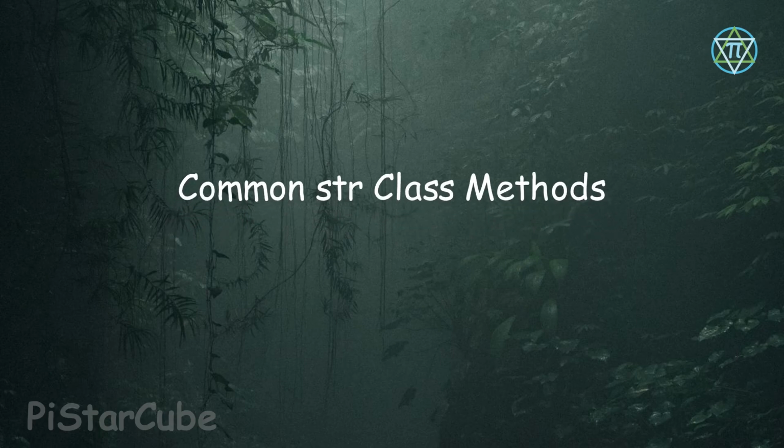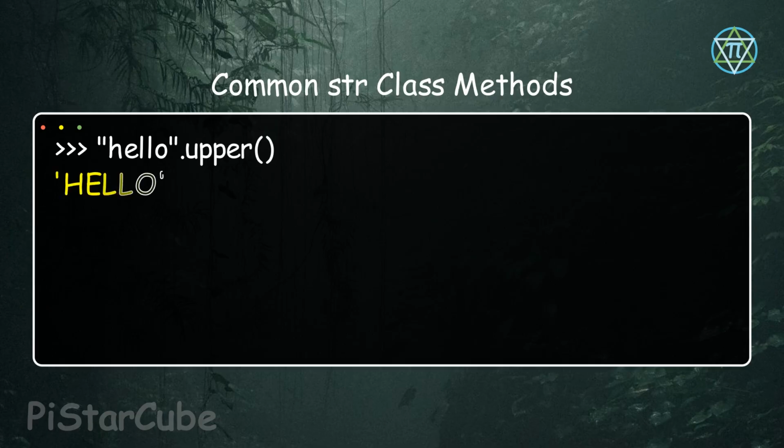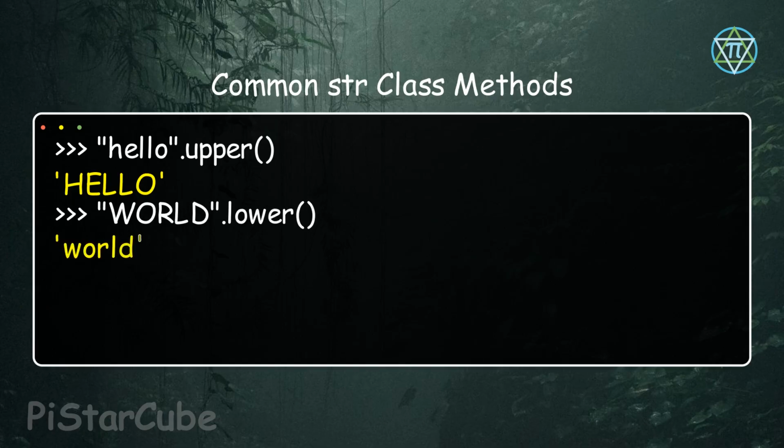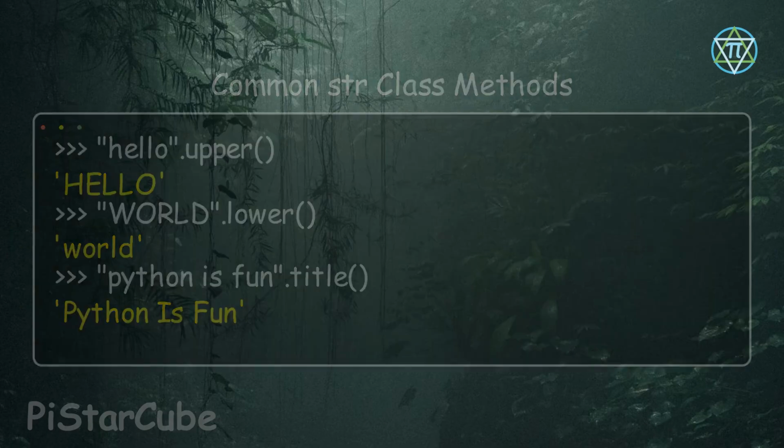Let's check out some handy string methods from the str class. Using .upper() turns all letters into uppercase. So "hello" becomes capitalized "HELLO". And the .lower() method does the opposite. It makes everything lowercase. So "WORLD" in capital letters turns to lowercase "world". And .title() capitalizes the first letter of each word. So "python is fun" becomes, as you see on the screen. These methods make it easy to change how your text looks.